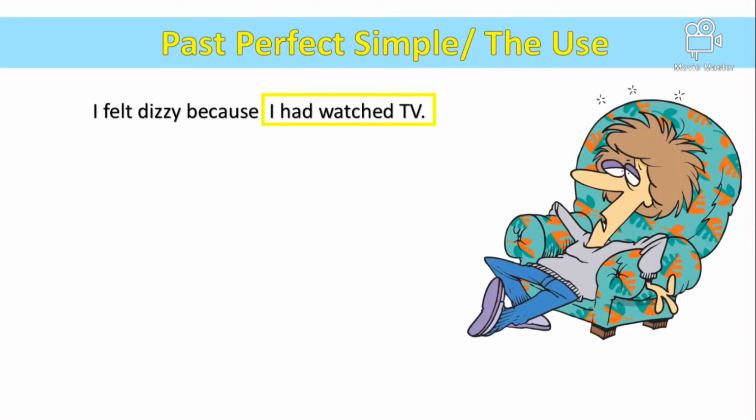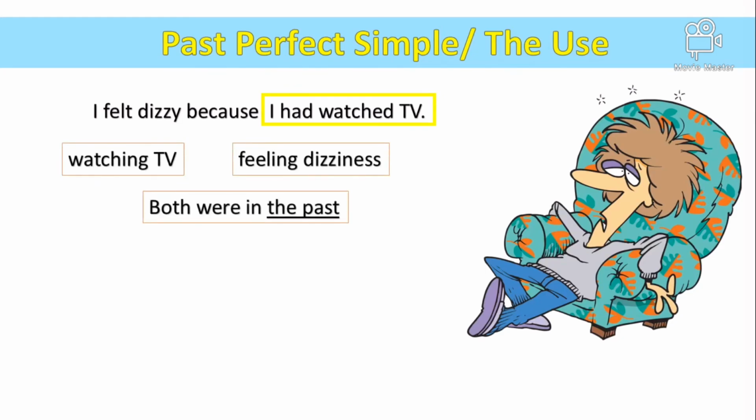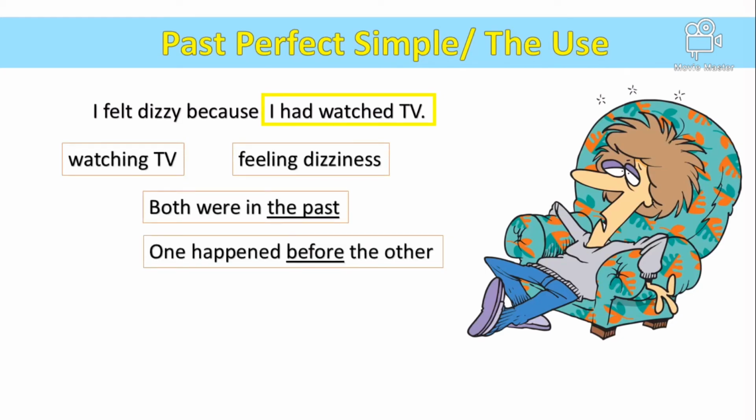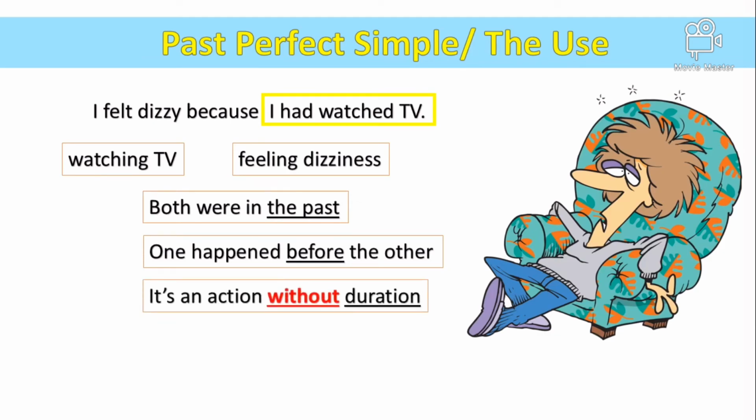Example, I felt dizzy because I had watched TV. Watching TV and feeling dizziness are both in the past. One happened before the other. Watching TV happened before feeling dizziness. It is an action without duration. Watching TV had no duration. So it's past perfect simple. I had watched TV.